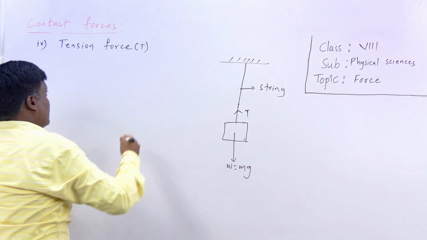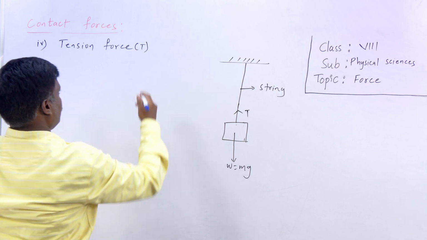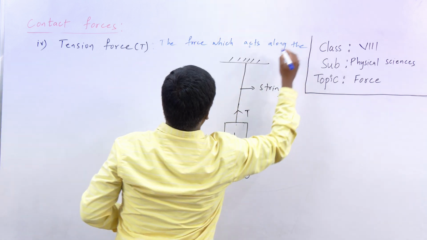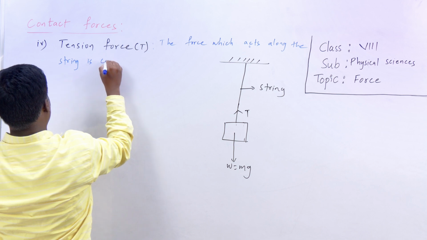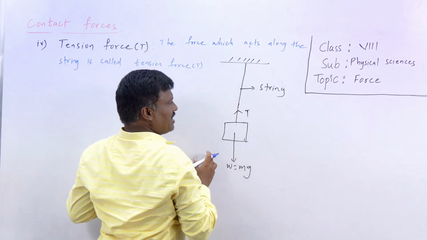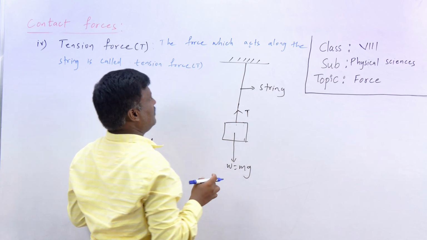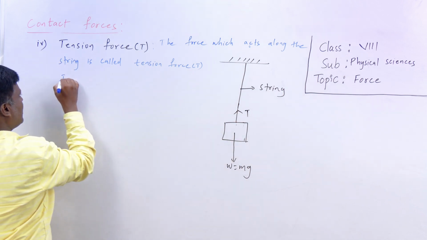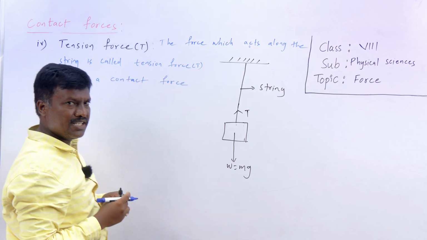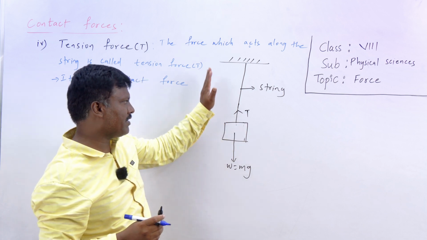So the force which acts along the string is called tension force. Tension force is a contact force because this string and this mass are in contact. And what is the important thing we have to discuss regarding this tension force? It always acts away from the body.